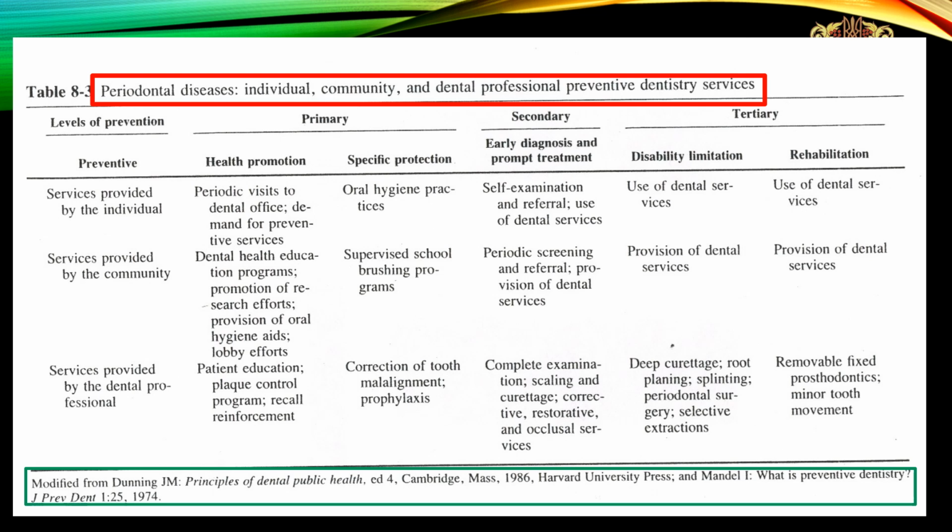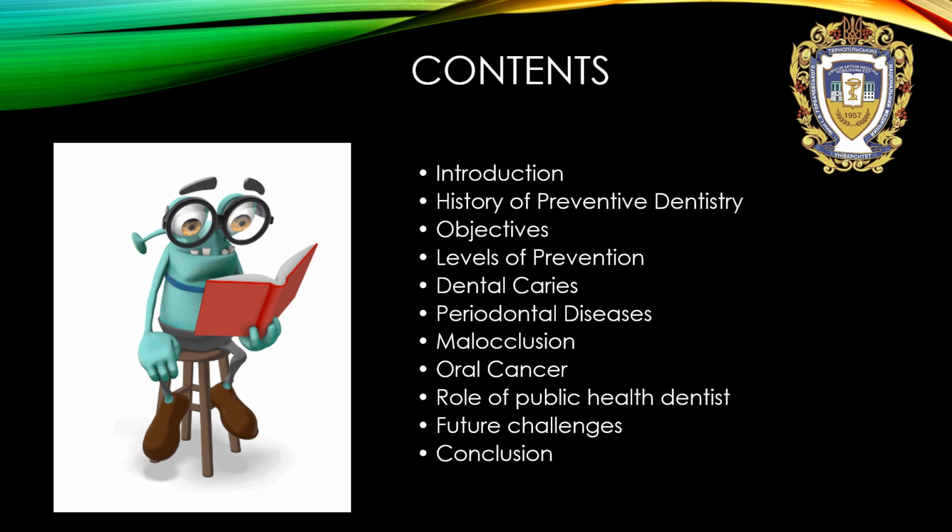In the secondary level of prevention, for early diagnosis and prompt treatment by the community, we can do periodic screening and referral, provision of dental services. And the tertiary level of prevention, in services provided by the community, there is provision of dental services for disability limitation and rehabilitation both, and services provided by the dental professional. I am sorry.